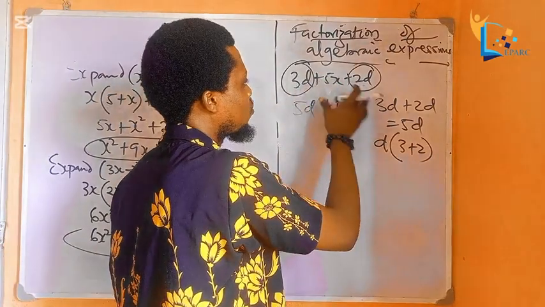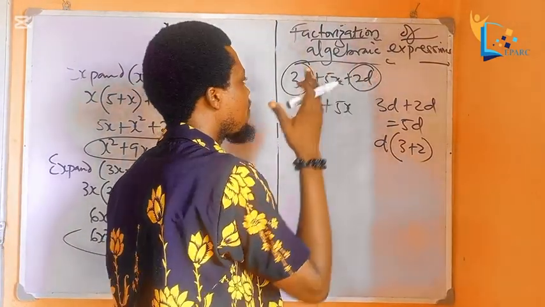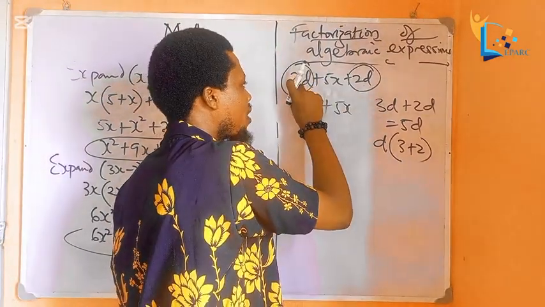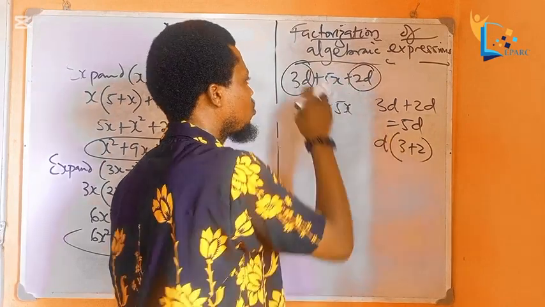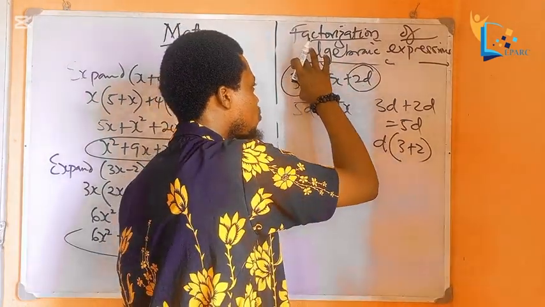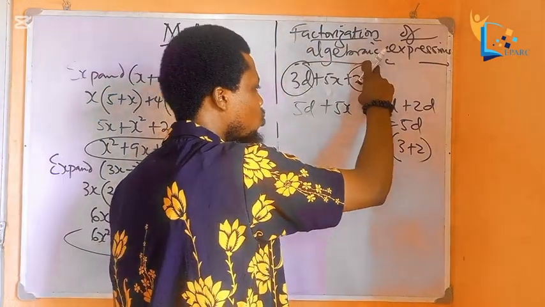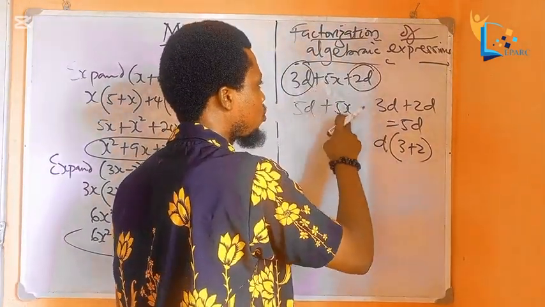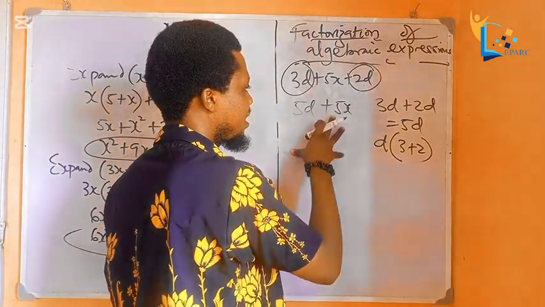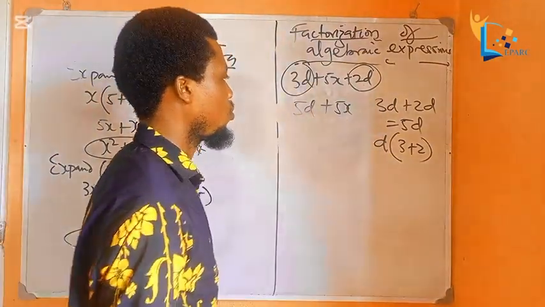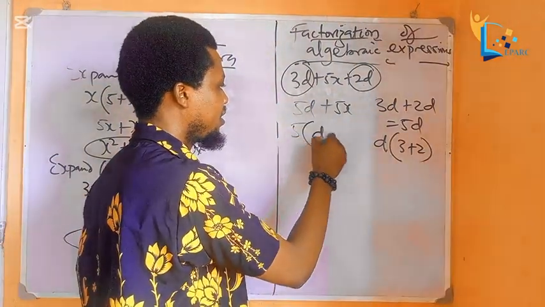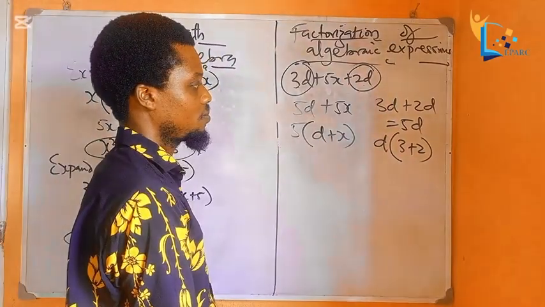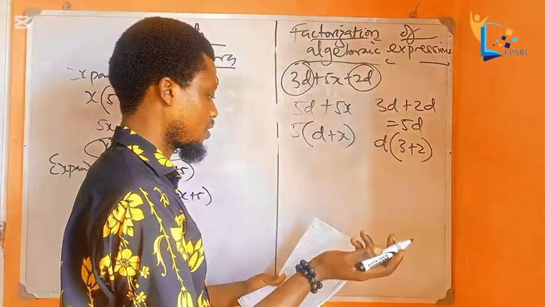But in this case now, we are dealing with factorization. We have a common factor between 3D and 2D, which is D. So just go straight ahead. Add 3D plus 2D, which is 5D, then plus what? This 5x. Now in this case, you have a common factor, which is 5. Okay? You bring it out, then D plus X. Do you get it?